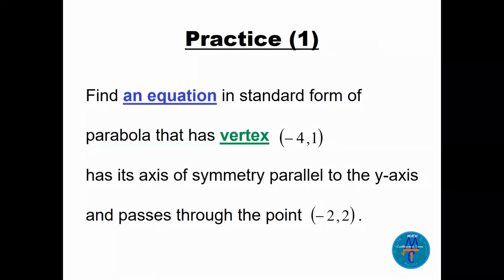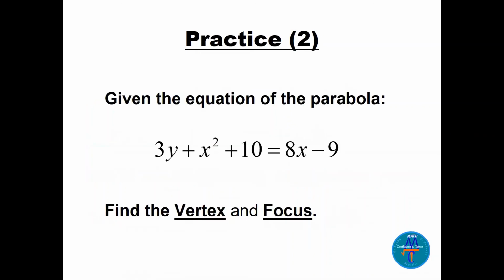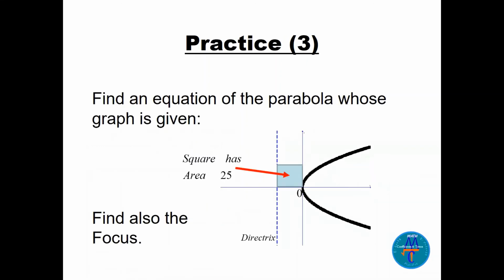So here's practice number 1. Find an equation in standard form of parabola that has vertex minus 4, 1, the axis of symmetry parallel to the y-axis, and passes through the point minus 2, 2. Practice number 2, the equation is given in expansion form, and you need to complete the square. Find the vertex and the focus. And the last one, we have a little graph with the parabola opening to the right. Find the equation of this parabola and also find the focus.